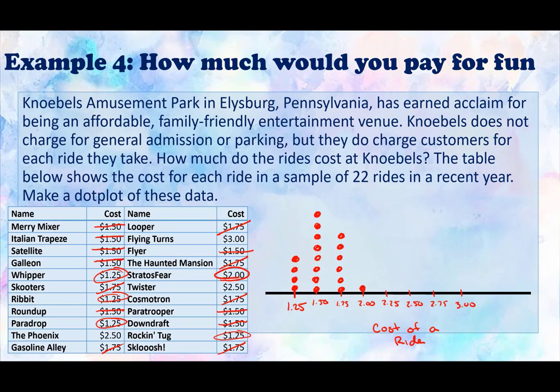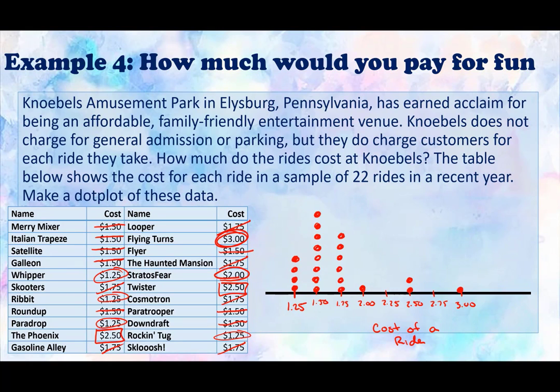Now for $2.50, it looks like we have 1 and 2. So we have 2 dots at $2.50. Again, we don't have anything at $2.75 looking at all of these numbers, but we do have our last guy right here, $3. So this is our dot plot of Noble's amusement park rides and how much they cost.